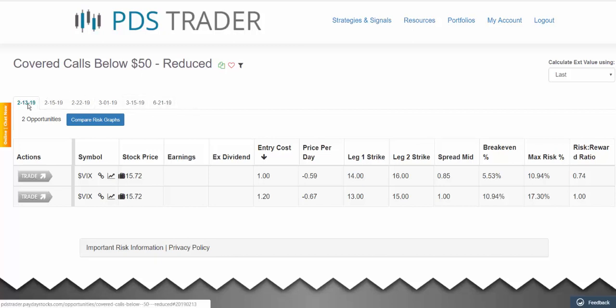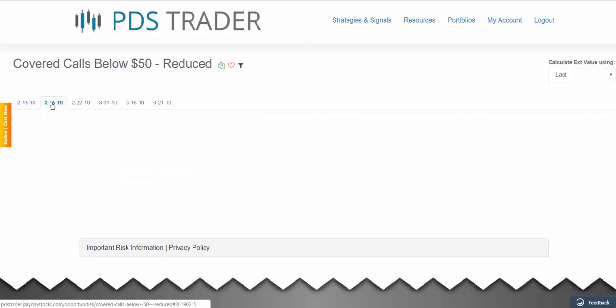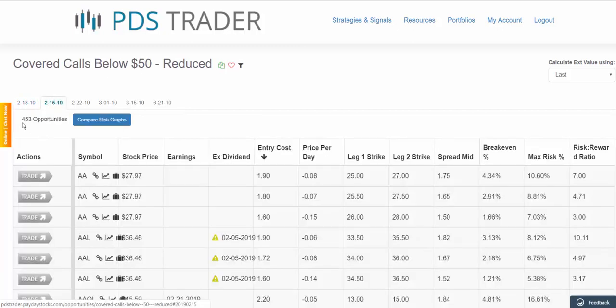Of course, 2/13 is a Wednesday, and the only market that has a Wednesday expiration option that's priced less than $50 is the VIX. So you'll only see those opportunities there. I'm going to click on the 2/15 tab. And as you can see, there are 453 opportunities that it is revealing with regard to the covered calls on stocks below $50.